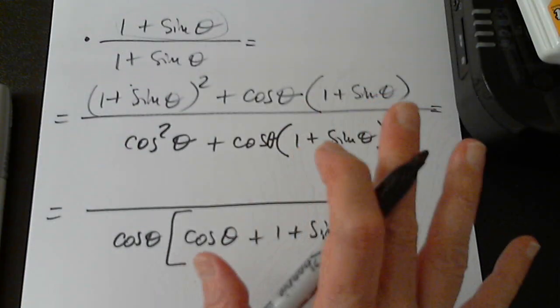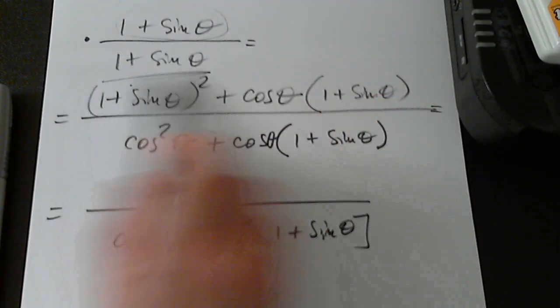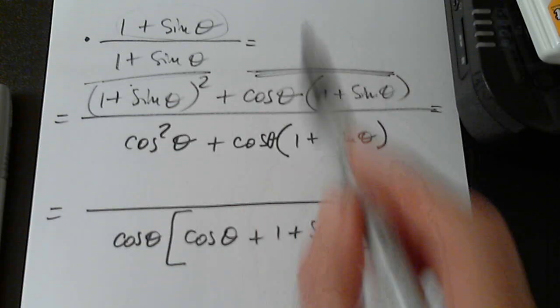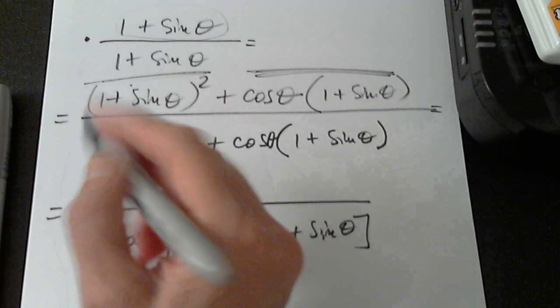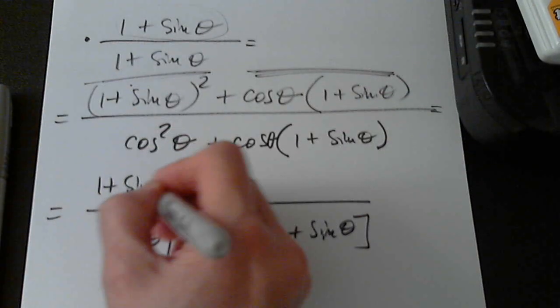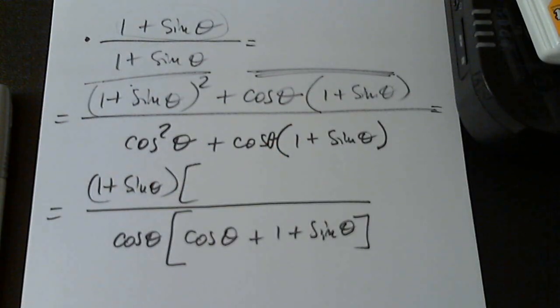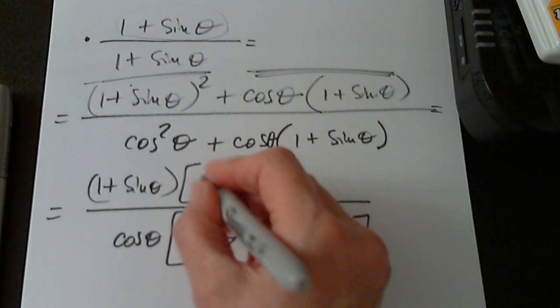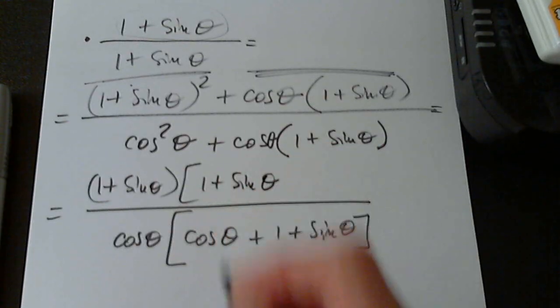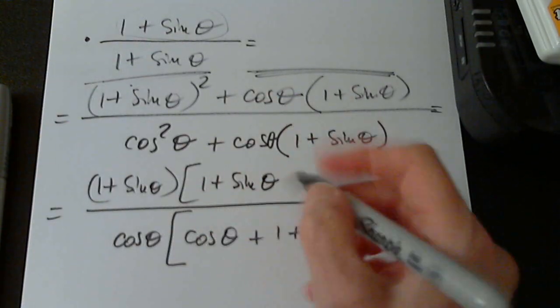Let's see what we have in the numerator. The two terms in the numerator have a common factor of 1 plus sine theta. What is left from here? 1 plus sine theta. What is left from here? Cosine theta.